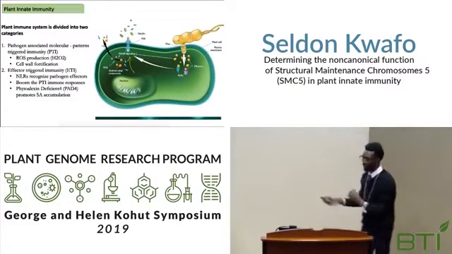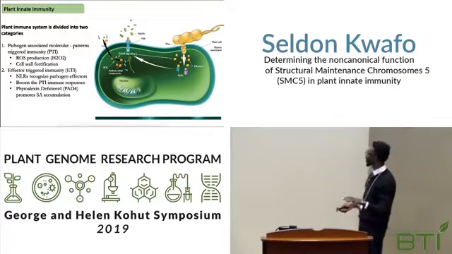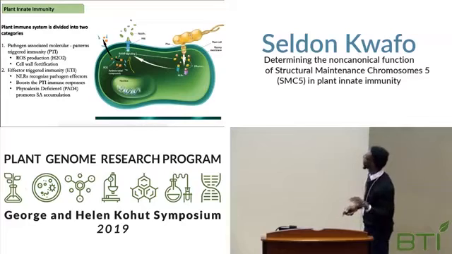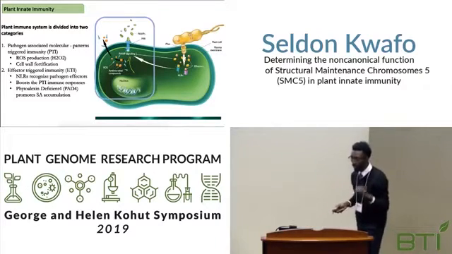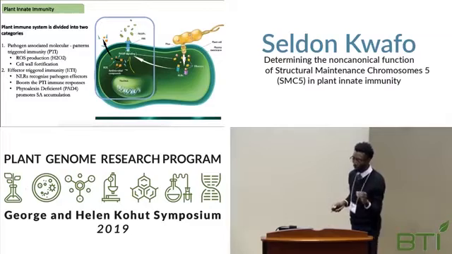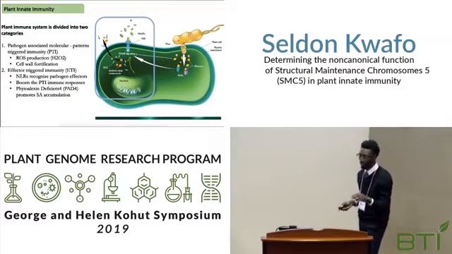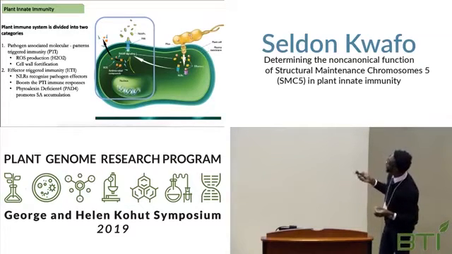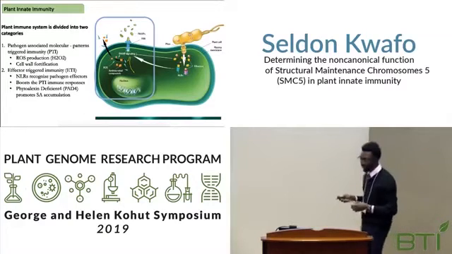Plants, unlike animals, do not have mobile defenders, thus they rely on innate immunity. The first part of plant innate immunity, which is divided into two categories, involves the use of pattern recognition receptors to recognize patterns associated with microbes, and this recognition event triggers signaling cascades such as the production of reactive oxygen species and cell wall fortification.